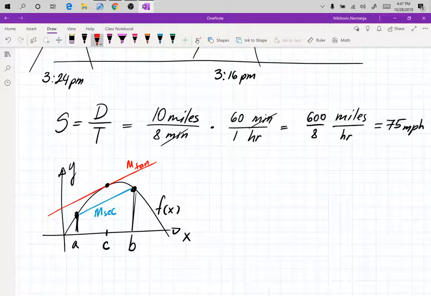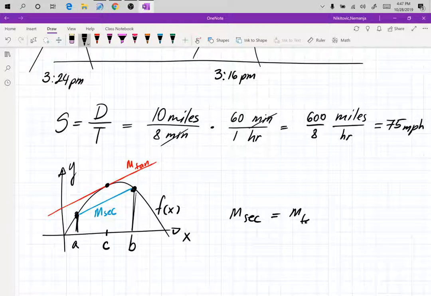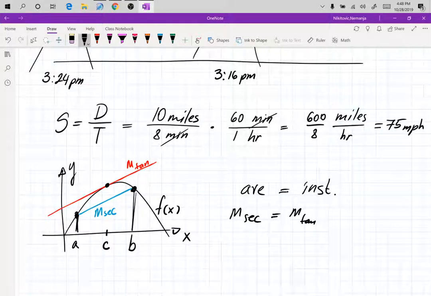So we are going to see over here that m secant is equal to m tangent. And this is where the world of average equals the world of instantaneous. Now you get ticketed for instantaneous. And this theorem is the one that connects the two worlds. So that's why the ticket is in the mail, because the average said average speed is 75.